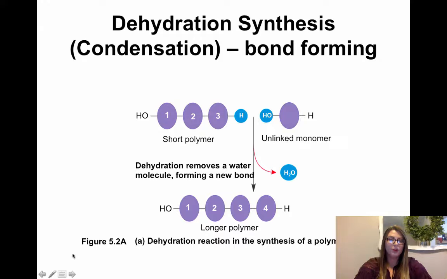So you'll see the short polymer and the unlinked polymer. And on a short polymer, we have a hydrogen at the end. And on our unlinked polymer, we have an OH. So these two molecules will come together and leave the reaction as water, leaving us with a longer polymer.